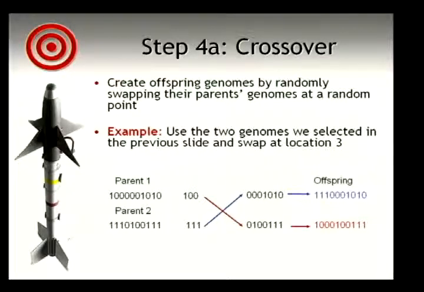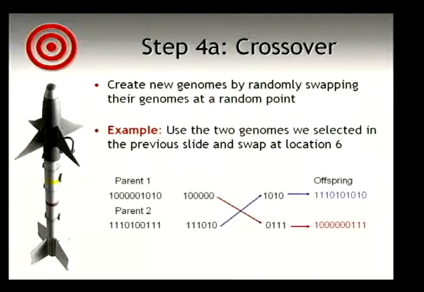We choose a random location. So in this case, we chose randomly 3. And all we do is flip. So one half comes from one parent, the other half from the other parent, and vice versa. So now we have 2 new offspring. Our population size was 4, remember, so we need 2 more to round out the population. So we repeat the process, this time at location 6.